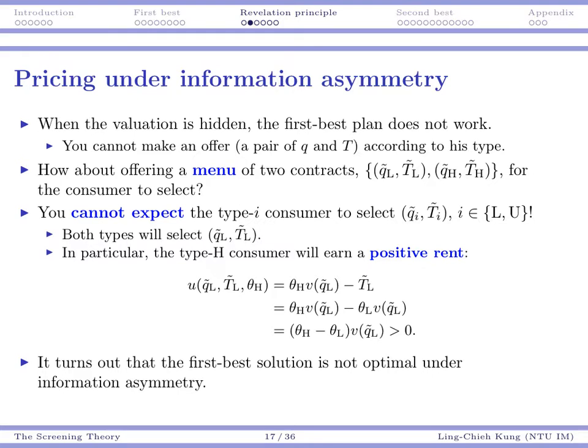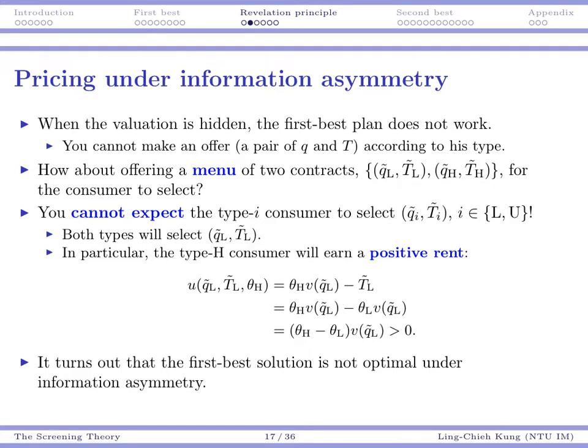Also, I cannot offer a menu of the two offers for the consumer to select. So what does that mean? I know the consumer may be of low type or of high type. I know when he was a low type, and if I can see it, I offer this to extract all the surplus from him. Or if he was a high type and I can see it, I offer this. So this is a collection of my first best offers. And I put it as a menu.